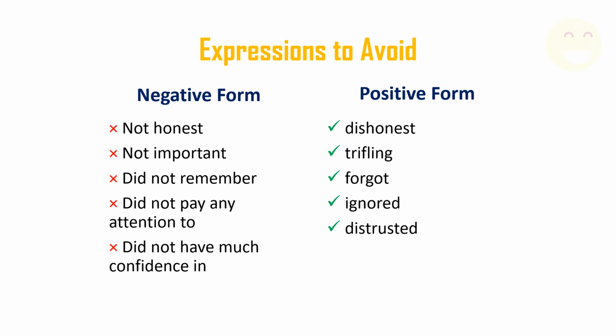Now let's change these expressions into positive expressions. So we have, instead of not honest, dishonest. Instead of not important, we have trifling. Instead of did not remember, forgot. Instead of did not pay any attention to, ignored. And instead of did not have much confidence in, distrusted. Again, the benefit here is twofold. First, you're telling the reader what is rather than what is not. Second, you're expressing the same meaning in fewer words.